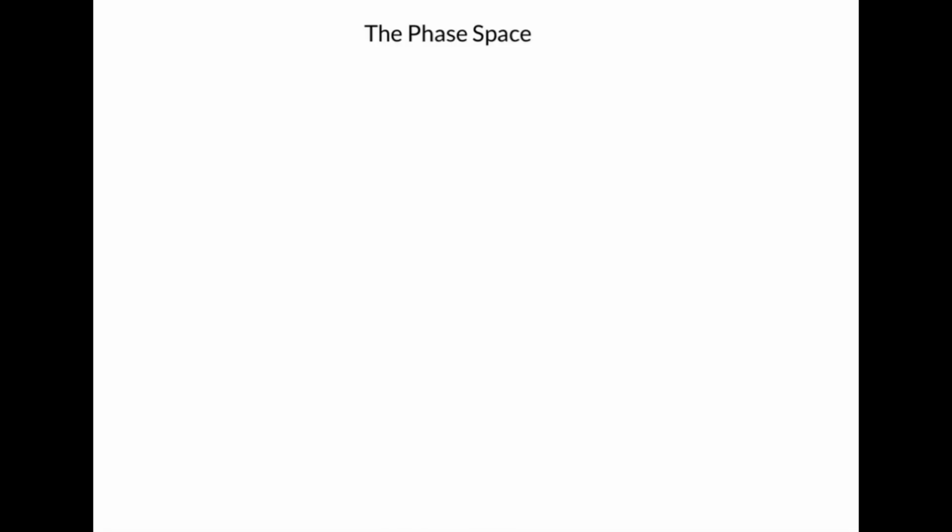One of the concepts that we will use over and over again is that of the phase space. In order to understand the phase space, let's consider a pendulum of mass m and length L.